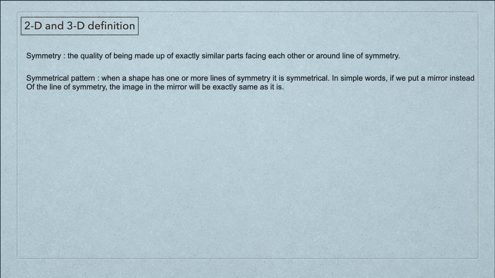About symmetrical patterns, when a shape has one or more lines of symmetry, it is symmetrical. So please pay attention. Even if it has one line of symmetry, it is called a symmetrical pattern. In simple words, if we put a mirror on the line of symmetry, the image in the mirror will be exactly the same as it is on the other side. I will come up with some more examples in order to build up a good mindset about the line of symmetry and symmetrical shapes.